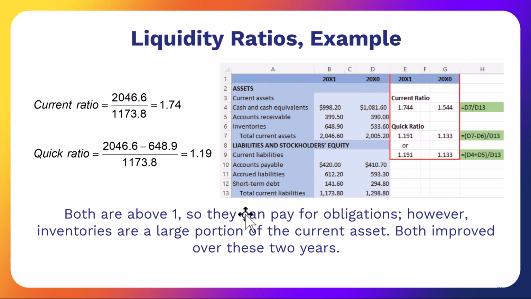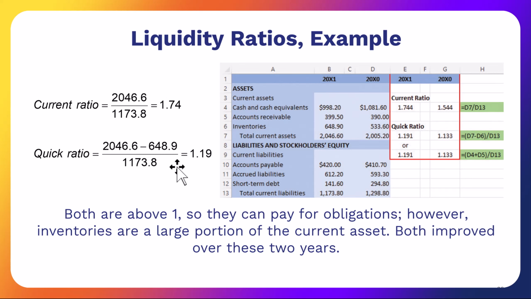So for this company, we have a current ratio of 1.74. It is just the current assets, and in 2021 here, whatever this year is, just 2,046 divided by 1,173. That gives us the 1.744. The quick ratio, likewise, is 1.19. Both of these numbers are greater than 1, so it implies that they can pay their obligations quite easily.